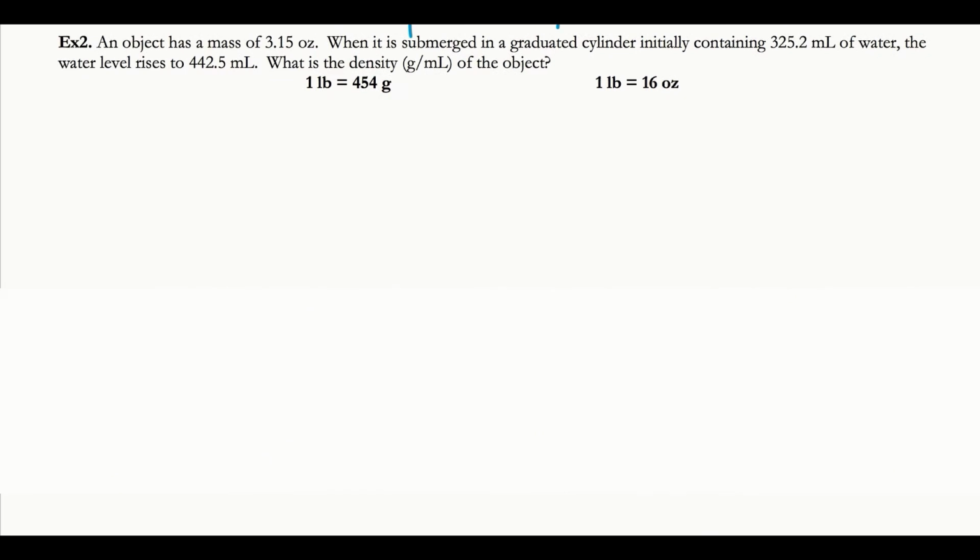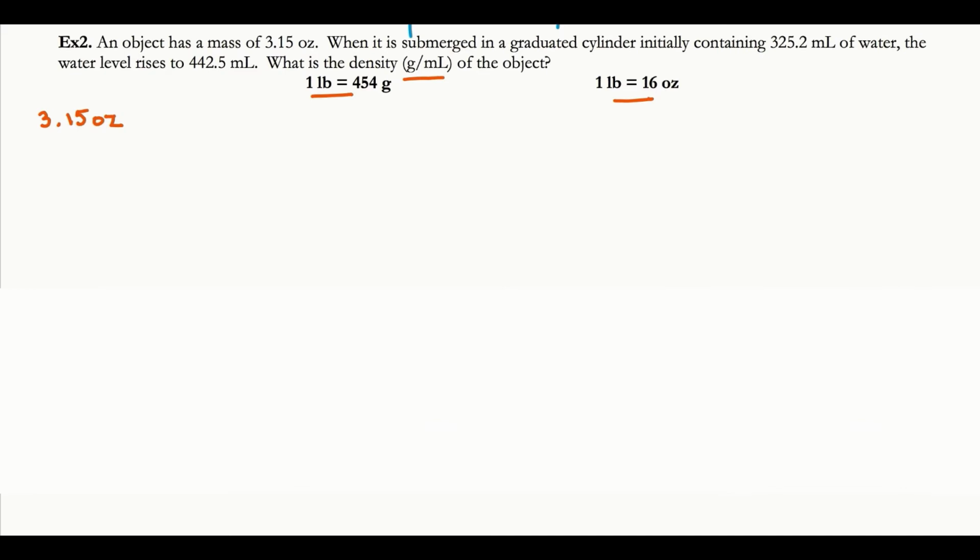An object has a mass of 3.15 ounces when it is submerged in a graduated cylinder initially containing 325 mL of water. The water level rises to 442.5 mL. What is its density? So there are two different issues I have. The first, the mass I'm given is in ounces. And notice, based on the units for density, I want to get into grams. So I'm going to use the conversion factors I gave you here to figure out the mass. I'm going to do that in a second.